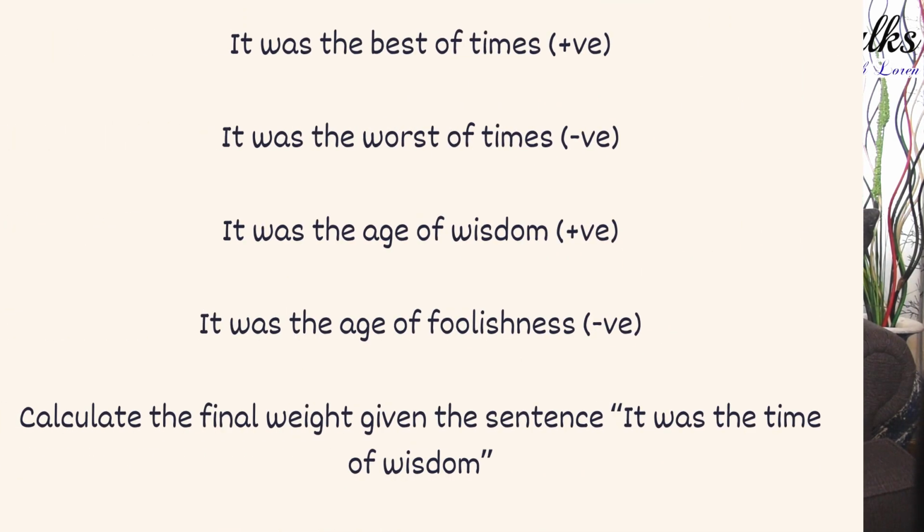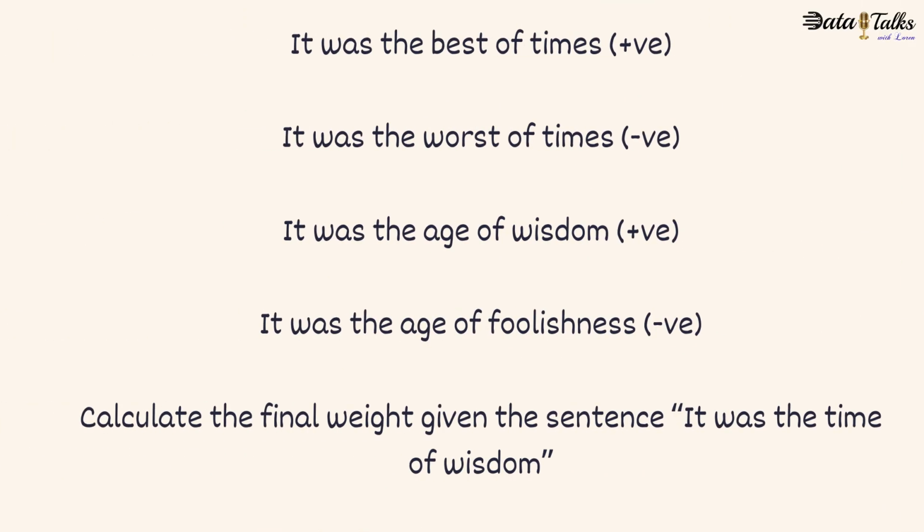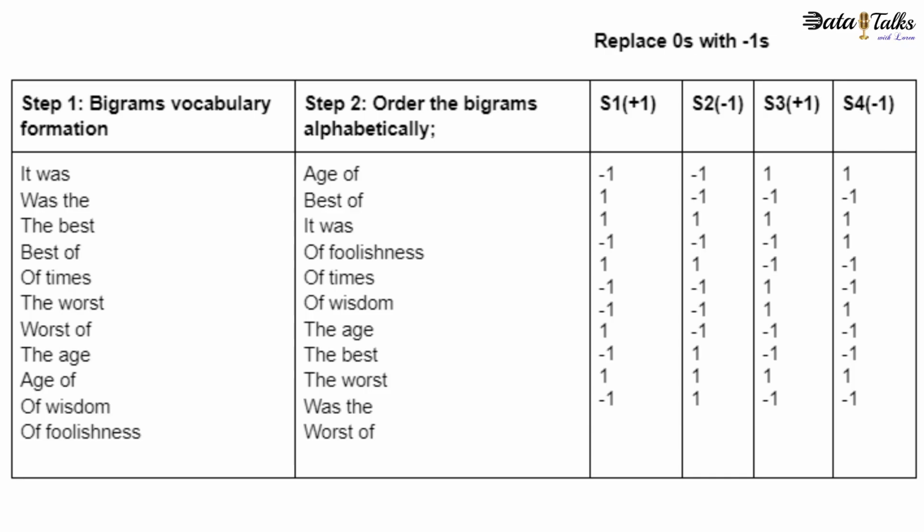Let's dive into it. Given 4 statements: it was the best of times, which is a positive statement. It was the worst of times, which is a negative statement. It was the age of wisdom, which is a positive statement, and it was the age of foolishness, which is a negative statement. You are supposed to predict whether "it was the time of wisdom" is a positive or negative statement.